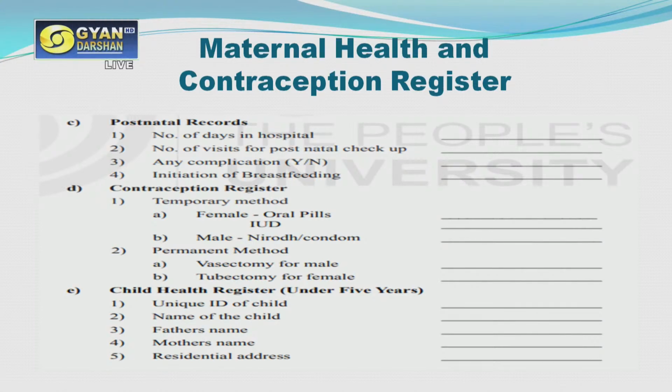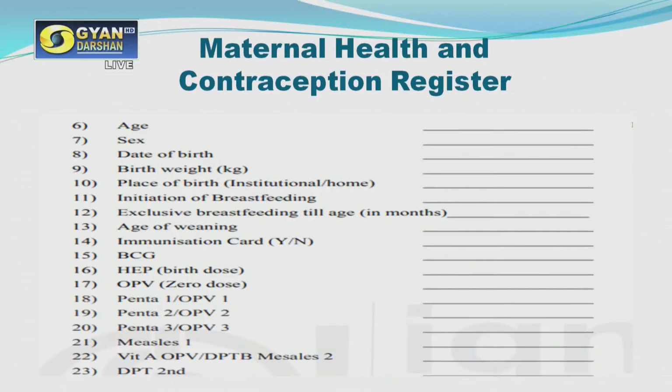Then the contraception register, you can write down about the temporary method, in case the female is using oral pills or IUDs, in case of male Nirodh or condom, and permanent methods, vasectomy for male and tubectomy for female. Then the child health register, this is another register in case you have a child under 5 years of age: unique ID of the child, father's name, mother's name, residential address. Then age, sex, date of birth, birth weight.